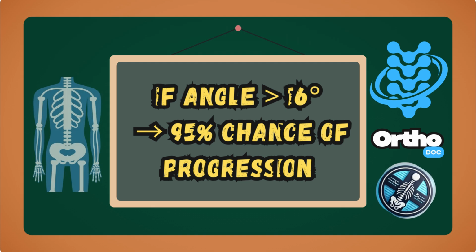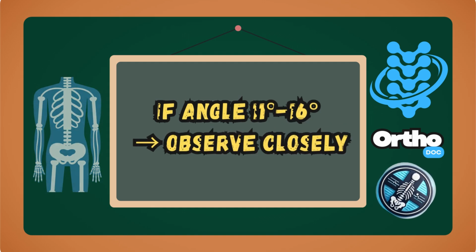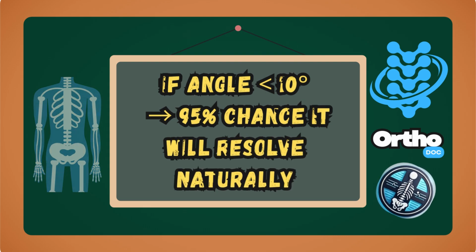Interpretation. If angle is more than 16 degrees, then there's 95% chance of progression. If angle is between 11 degrees to 16 degrees, then observe closely. If angle is less than 10 degrees, then there's 95% chance it will resolve naturally.